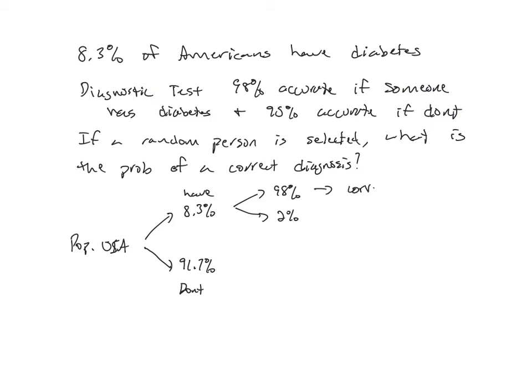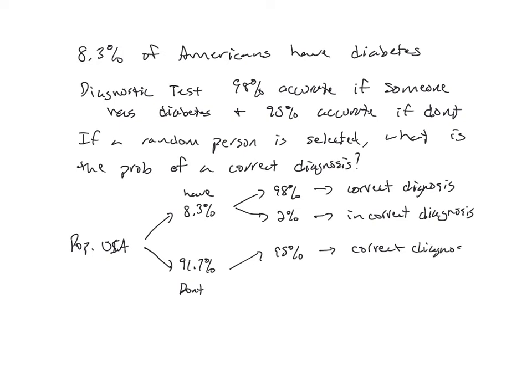So this would be a correct diagnosis, and this would be an incorrect diagnosis. Okay, and then for the people that don't have it, 95% of those is going to be a correct diagnosis, and 5% incorrect.